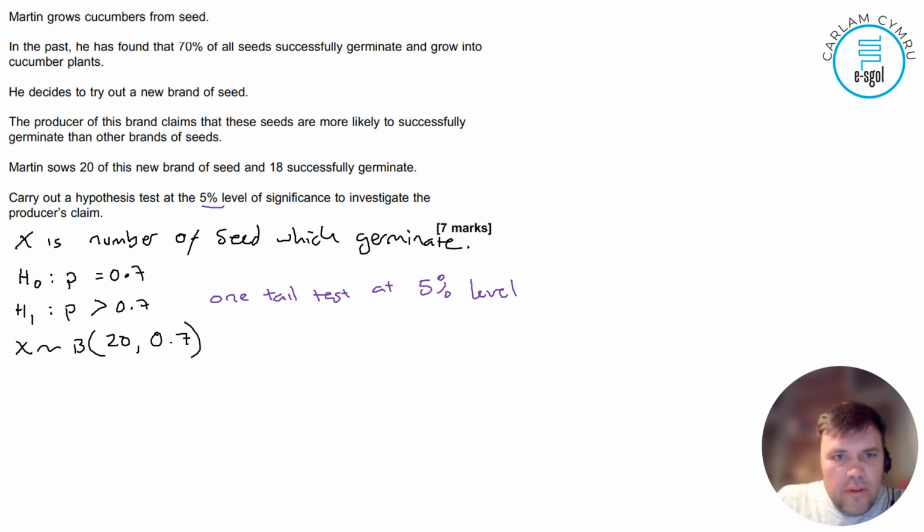And then we have said that Martin sows 18. So the probability of X being greater than or equal to 18. And again, you're either going to use tables for that, a table for 20 and 0.7 is very much in there, or you're going to be using your calculator. So the tables and the calculator, you're looking for the cumulative button.